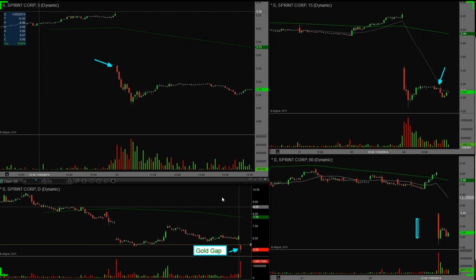Short term, well, the day before, Sprint had collected some buyers. It had opened up basically right at the low of the day and closed right at the high of the day.